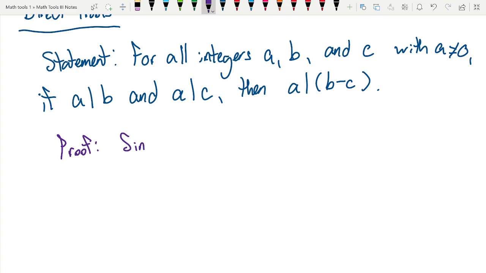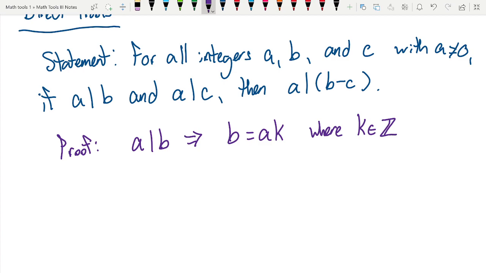Since a divides b, or if you want to stick with the logic symbols, a divides b implies that b is equal to a times some number, let's say k. If we're going to introduce this new number, we need to put a qualifier on it, which in this case would be that k is an integer. Just like our other numbers here.